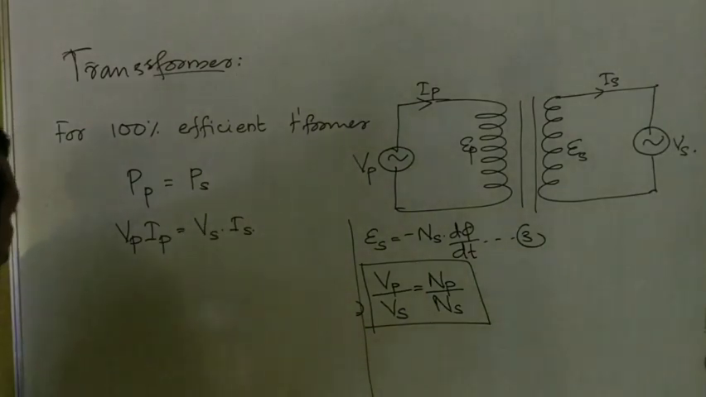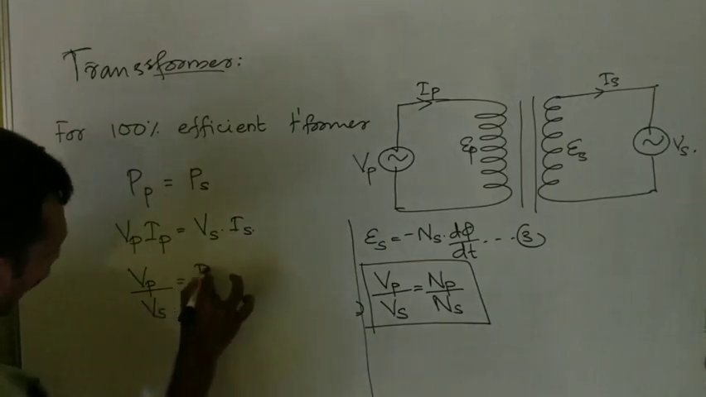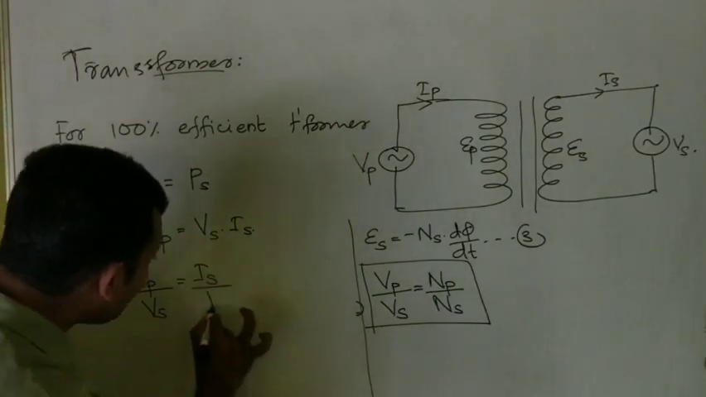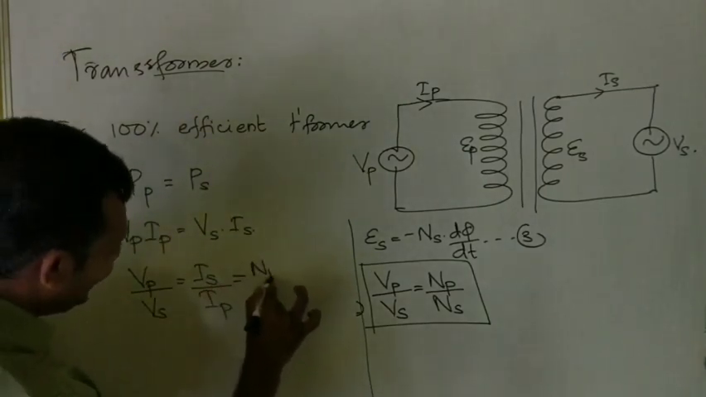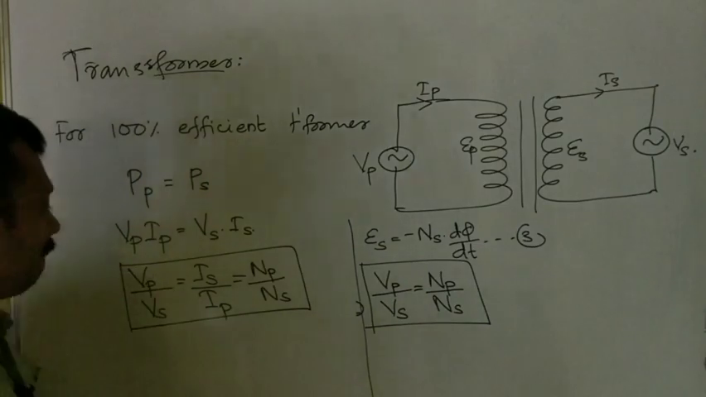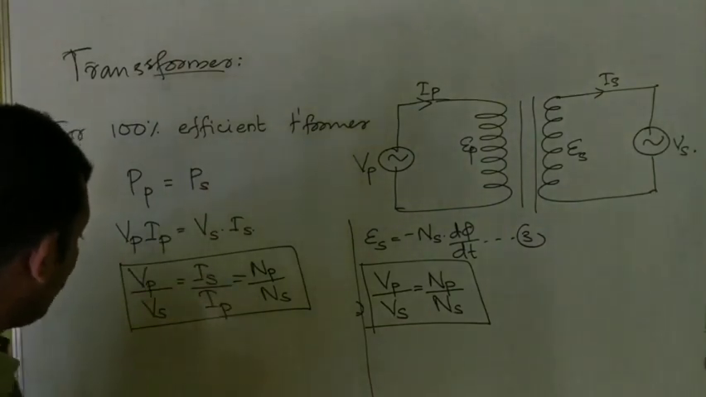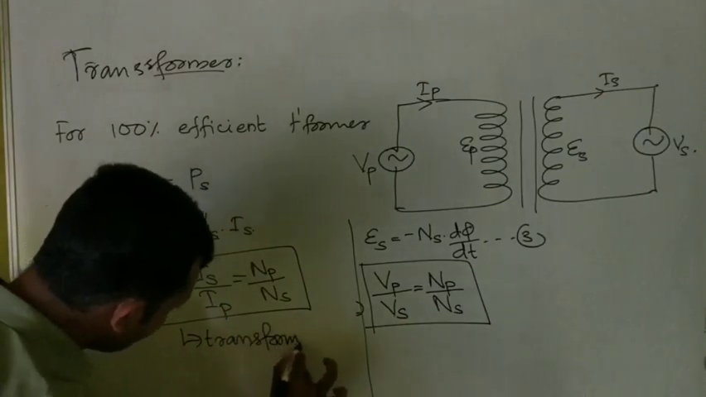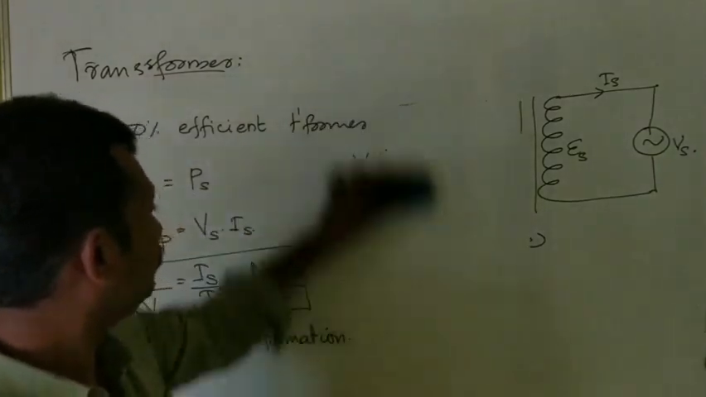Now we can see that Vp by Vs is equal to Is by Ip, not Ip by Is, because I have taken Vs to the denominator. That is also equal to Np by Ns, as you can see here. Vp by Vs is equal to Is by Ip is equal to Np divided by Ns. So this ratio is called the transformation ratio of a transformer. The transformation ratio of a transformer is given by this equation.